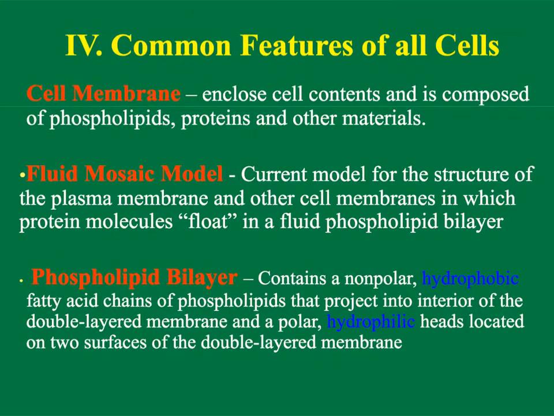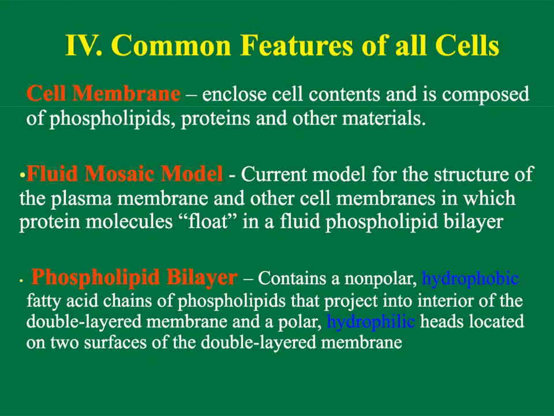So I'm not going to go into a lot of the cell features that are common in eukaryotic cells, but I do want to talk about cell membranes. And the reason I want to talk about that is this whole idea of a fluid mosaic model and a phospholipid bilayer. It's really important when we're talking about cell communication, the ability to transport materials, and it's very important when we talk about photosynthesis. So I want to make sure that you have an understanding of this before we move on.